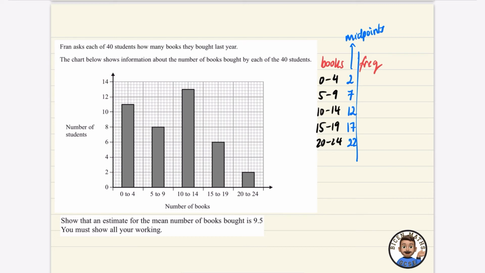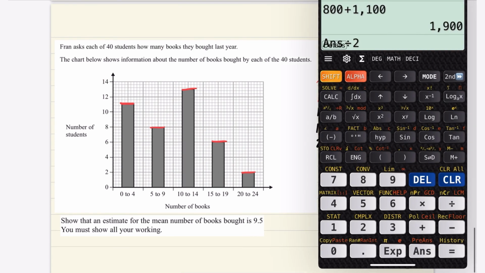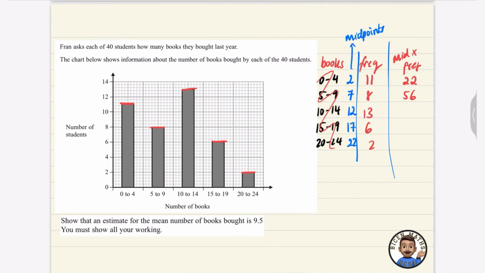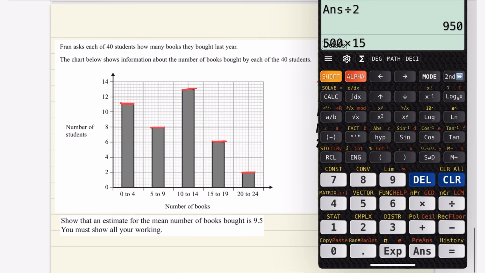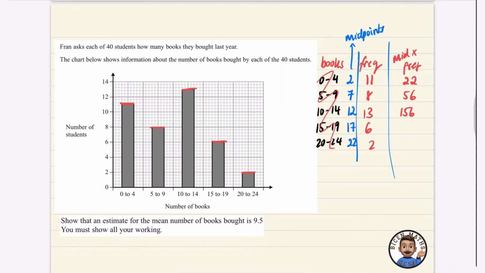Now I'll do the frequencies from the bars. You can see this first one here is 11, 8, 13, 6, and 2. So for my last column, I'm going to do the midpoints times by the frequency. 2 times 11 is 22, 56, 12 times 13, yep, it's been a long day. 12 times 13 is 156. 17 times 6, 102. And 22 times 2 is 44.